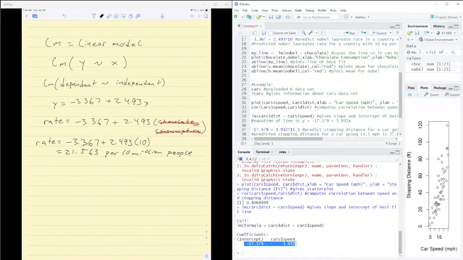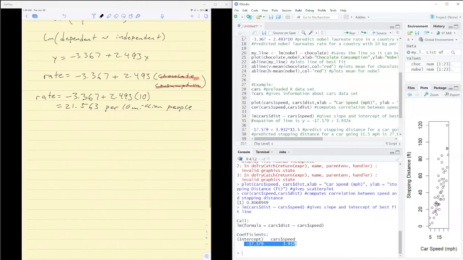The equation of the line of best fit here is y equals negative 17.579 plus 3.932x. And if you wanted to write that out, that would be distance equals negative 17.579 plus 3.932 times speed. So this is the equation of the line of best fit.